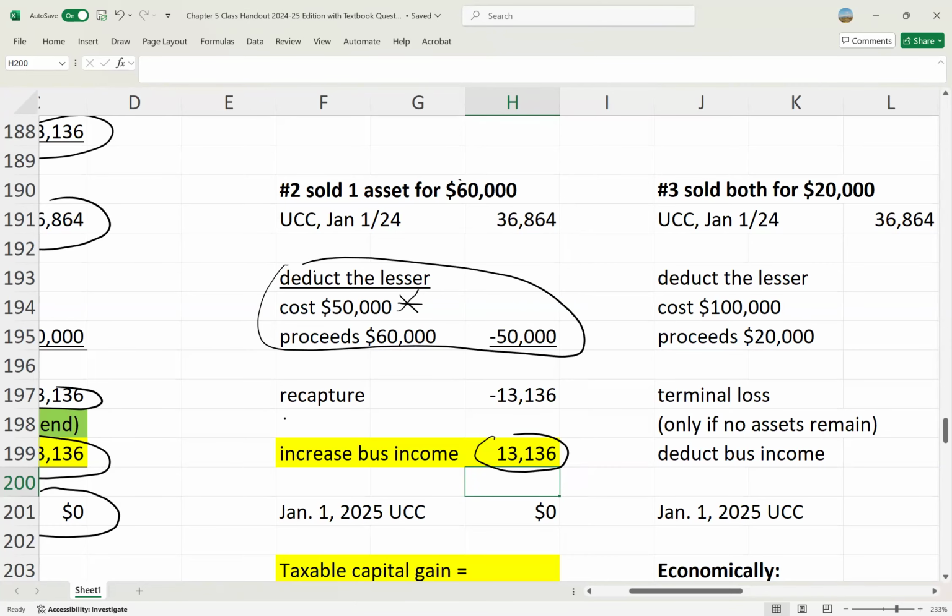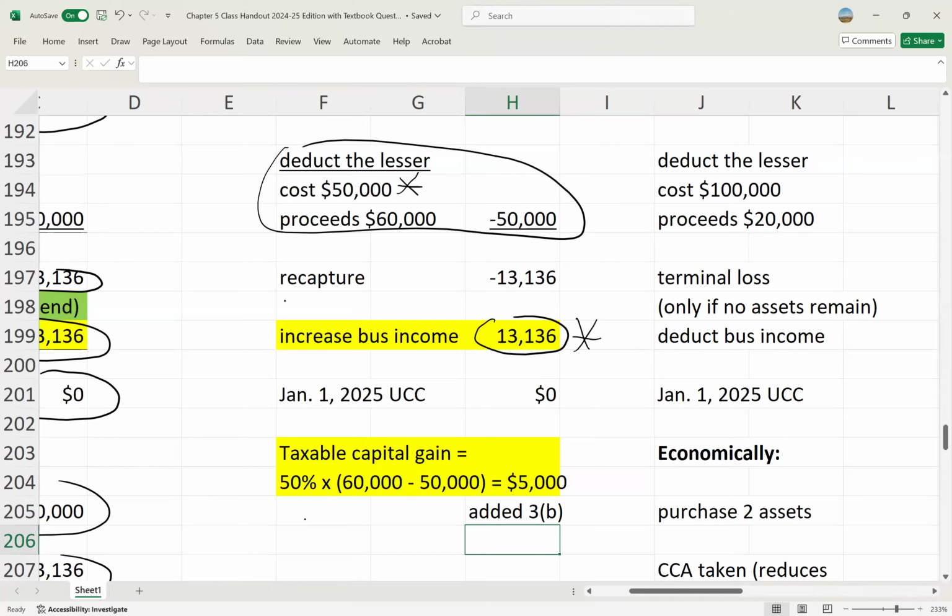So in this example, if this was, let's say, a sole proprietorship, they would add 13,136 as recapture to their business income. And then they would also have a taxable capital gain of 5,000 as well, because they sold that asset for more than the original cost. Once again, this doesn't really happen a lot when it comes to depreciable assets, because depreciable assets usually go down in value. But I just wanted to show you that it's possible that there could be a gain as well if it's sold for more than the original cost.